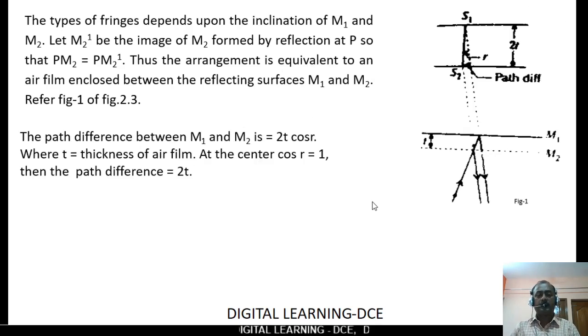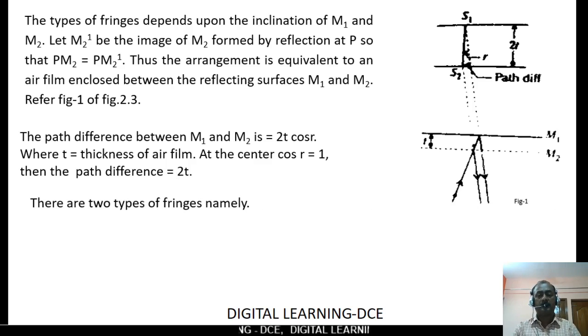The path difference between M1 and M2 is 2t cos r, where t is the thickness of the air film. Suppose at the center cos r is equal to 1. Then the path difference is equal to 2t. At the center, r is equal to 0, so cos 0 is equal to 1. Then the path difference is 2t, twice the thickness of the air film.